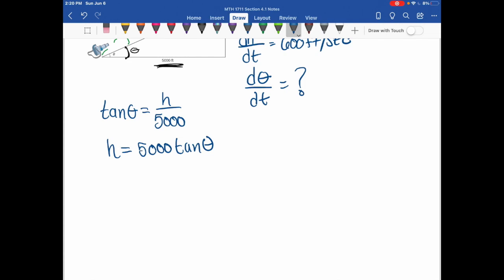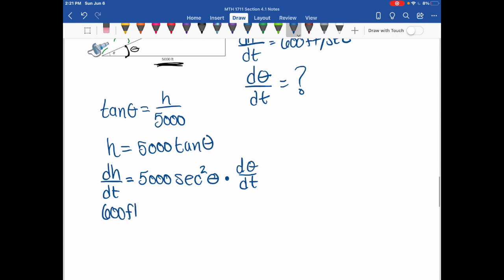So now let's take the derivative. When I take the derivative of h, I'm going to get dh/dt, because remember, height is changing with respect to time. So height is like an inner function. And when I take the derivative of 5,000 tangent, I'm going to get 5,000 secant squared theta. And because theta is also changing with respect to time, I have to use the chain rule and take times the derivative of theta with respect to time. So we know dh/dt is 600 feet per second.